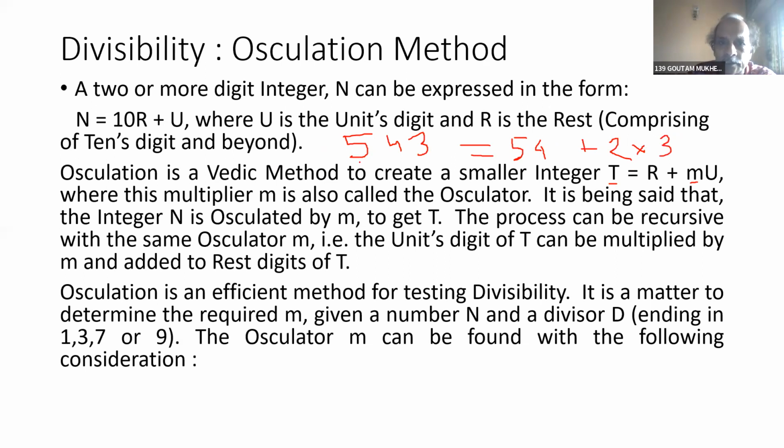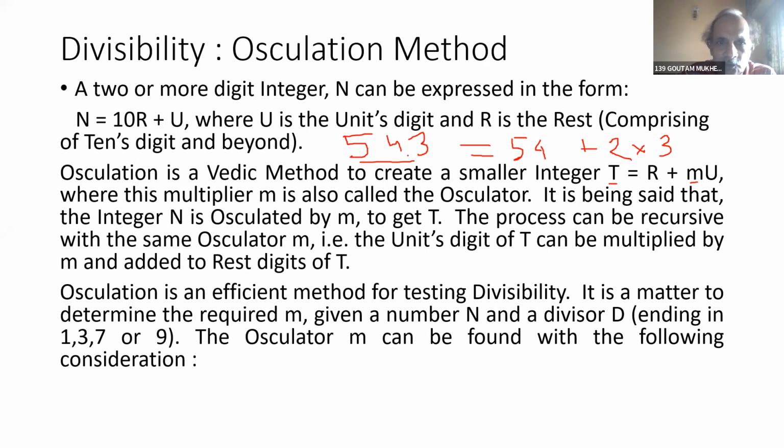So the rest of the digits I take. Please repeat the second part, I did not understand it. Which one? First part is clear. 543 is equal to 54 into 10 plus 3. After that, I did not understand. See, 543 can be expressed as 54 multiplied by 10 plus 3, isn't it? This is basically 54 multiplied by 10, 540, plus 3, 543, isn't it?